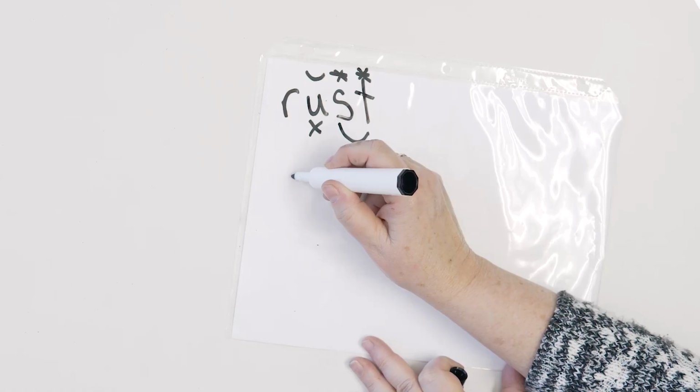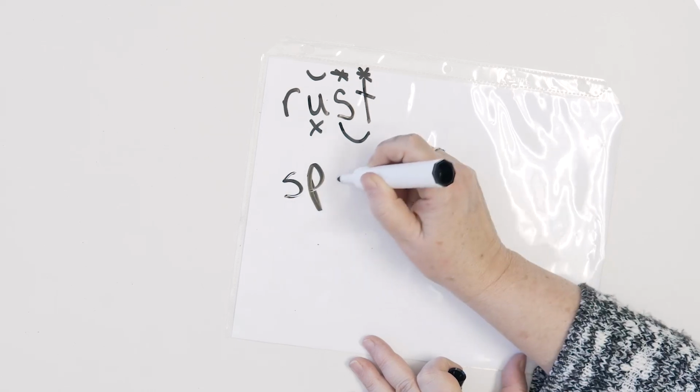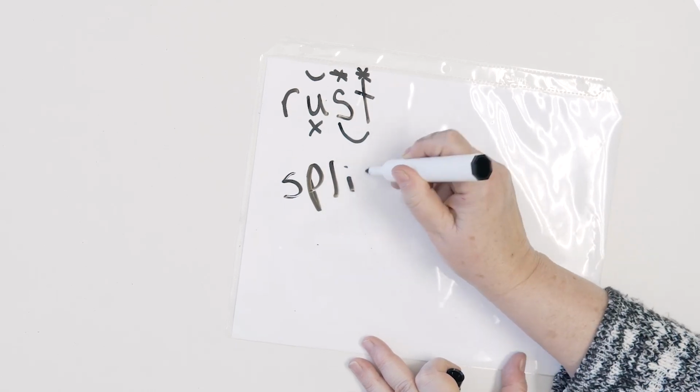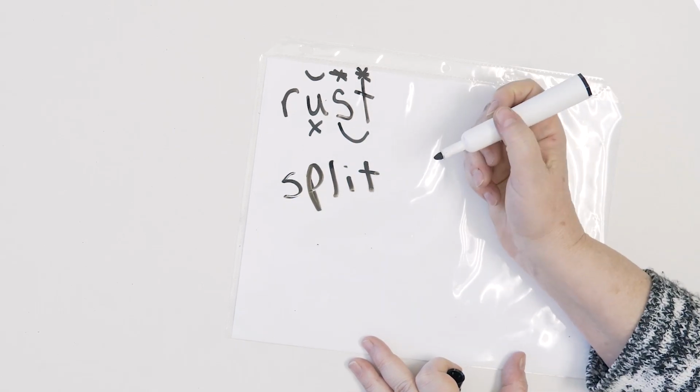This is going to have a 3-letter little S blend. You ready? The word is split, split. Split, split. How would you spell split? S-P-L-I-T. Okay, now what would you do?